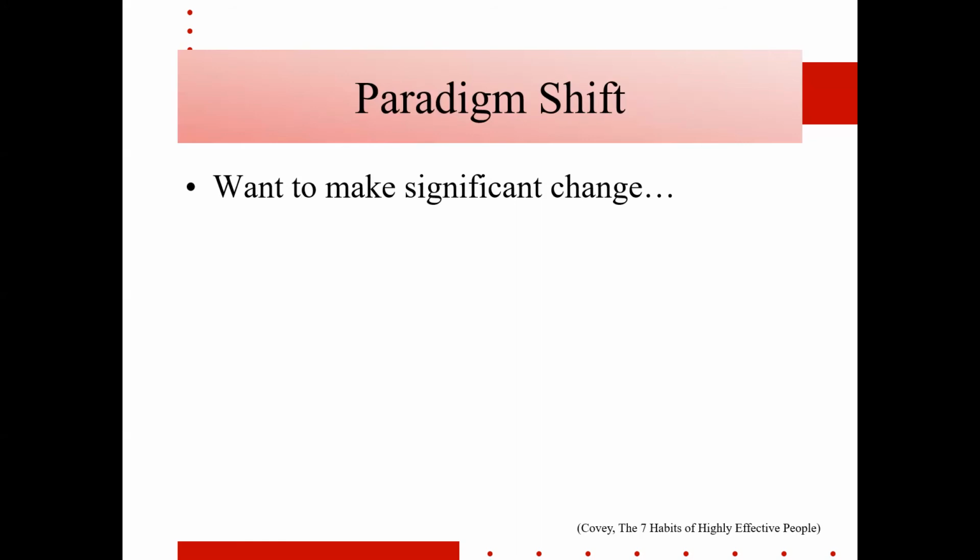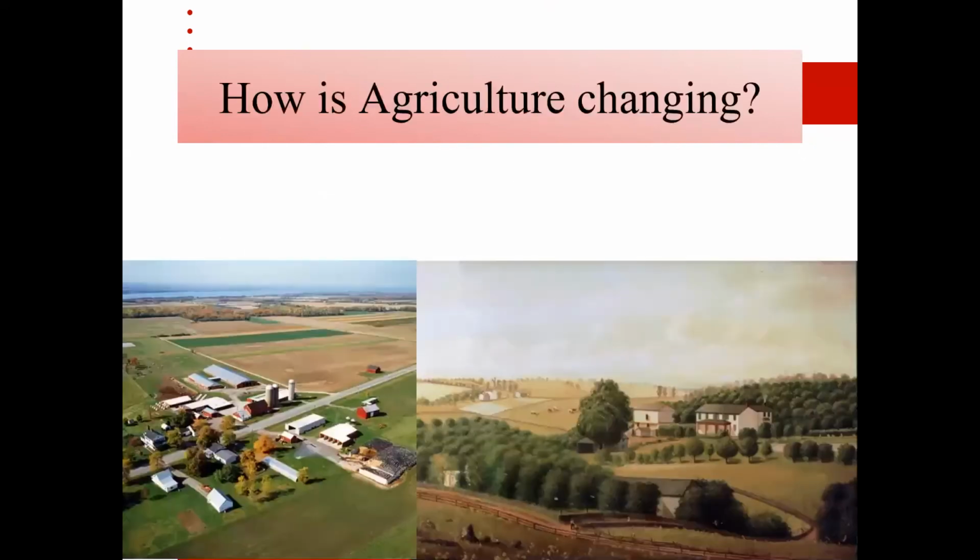If we want to make a significant change, we need to work on our basic paradigms. We need to question ourselves, our framework, our way of viewing. We need to ask, how is agriculture changing, right? That could be the farm models of the 90s versus the 19th century versus today.